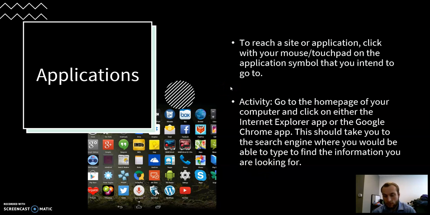So what I want you to do is go to the home page of your computer, and you're going to click on either the Internet Explorer application or the Google Chrome app. Your computer probably has one of these on there, and if not, just click on another app. And then when you're on the app, I want you to just go to the search engine and then come back to the video after that.